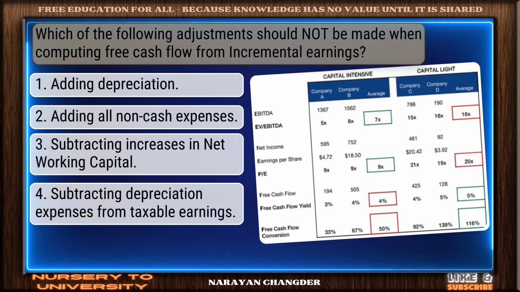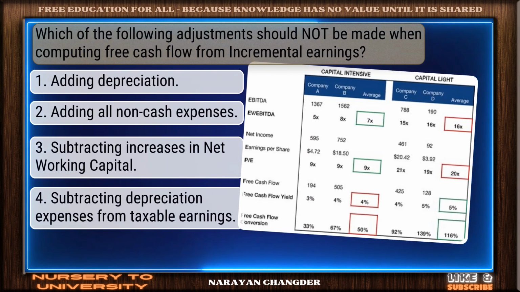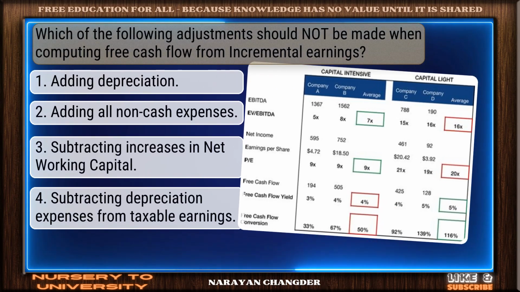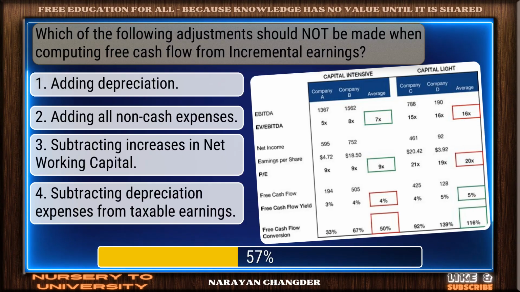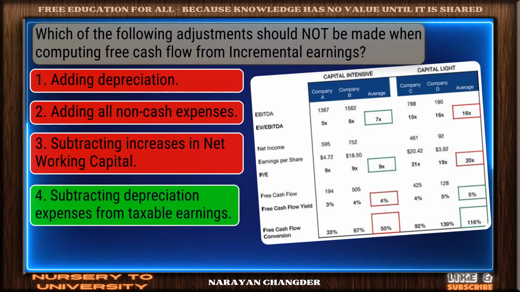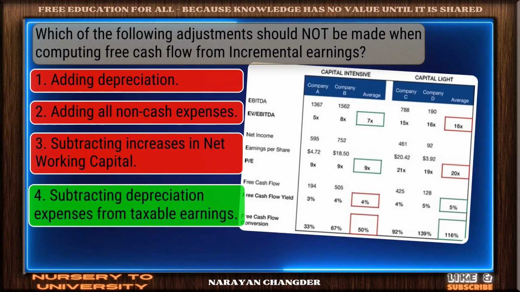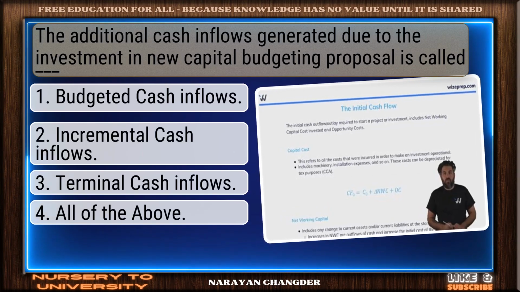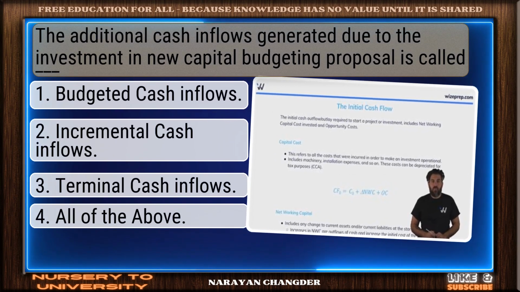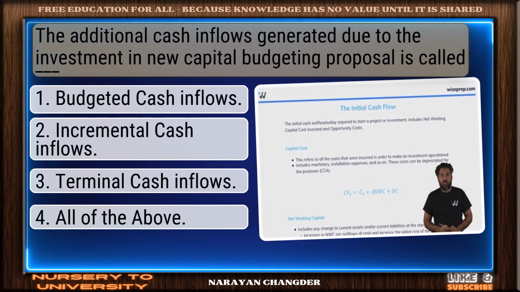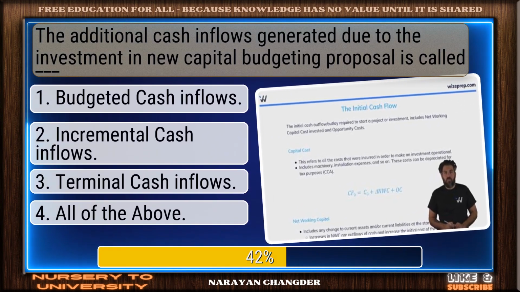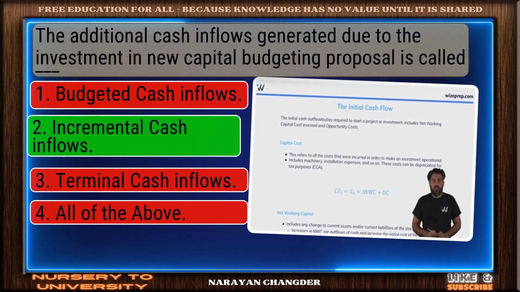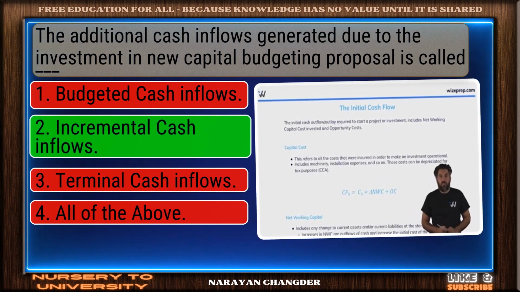Which of the following adjustments should not be made when computing free cash flow from incremental earnings? You're right. Subtracting depreciation expenses from taxable earnings is the correct answer. The additional cash inflows generated due to the investment in new capital budgeting proposal is called DASH. Clear logic. Your choice incremental cash inflows is sound and 100% true.